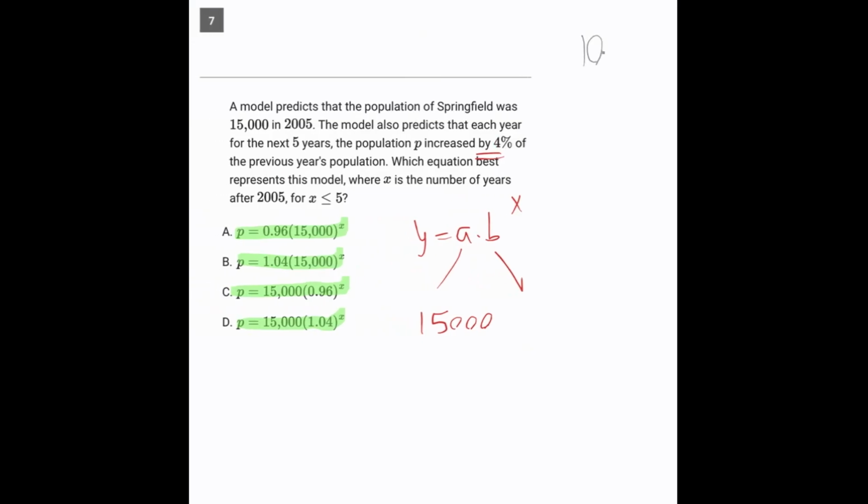So if we started at 100, we could go up 4 or down 4 from there, up to 104% or 96%, and in decimal form, 1.04 or 0.96. So here, it's increasing by 4%, so that's 1.04. And that's going to happen x times. So which equation models this the best? It looks a lot like answer choice D here.